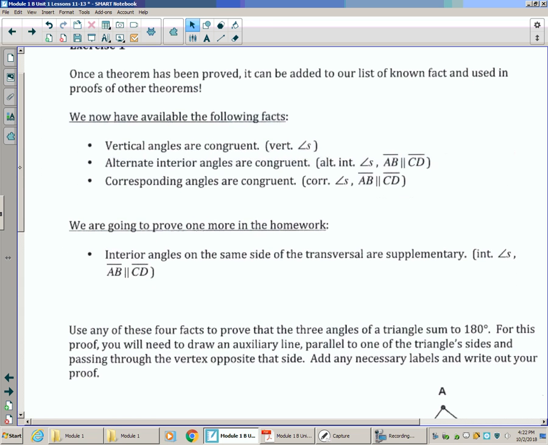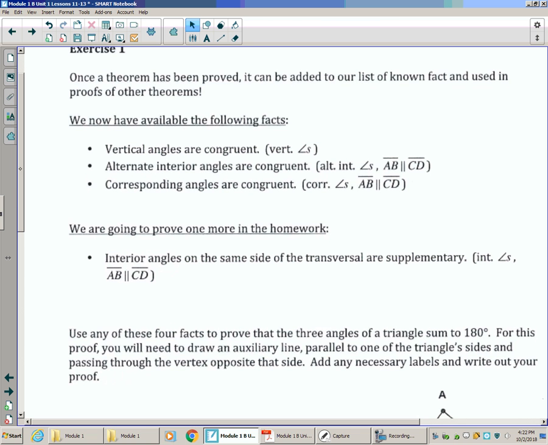Okay, so exercise 1, here we're talking about the theorems that we have. We have vertical angles are congruent, alternate interior angles are congruent, and corresponding angles are congruent.